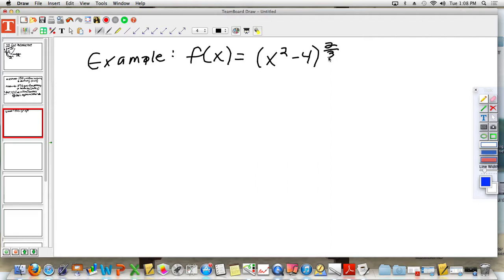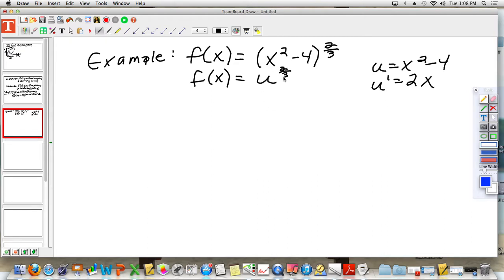The chain rule. So go to the right, name your u. What's your u? x squared minus 4. What's the derivative? 2x. All right, so I'm going to rewrite f of x as u to the 2/3 power. When you find the derivative, it is 2/3 u, subtract 1 from the power, you get negative 1/3, and you multiply it by the derivative of u.